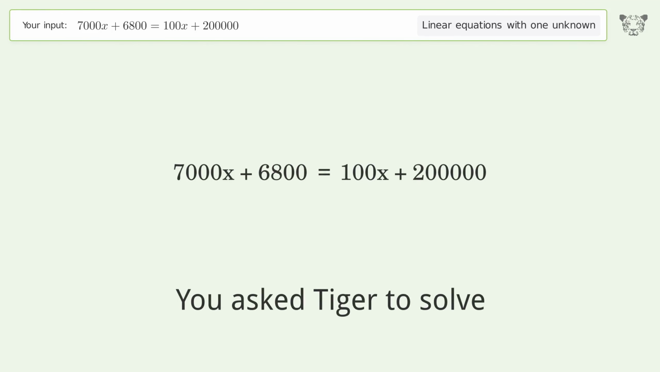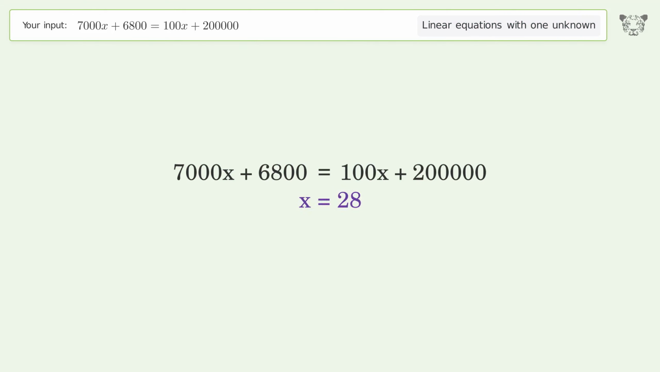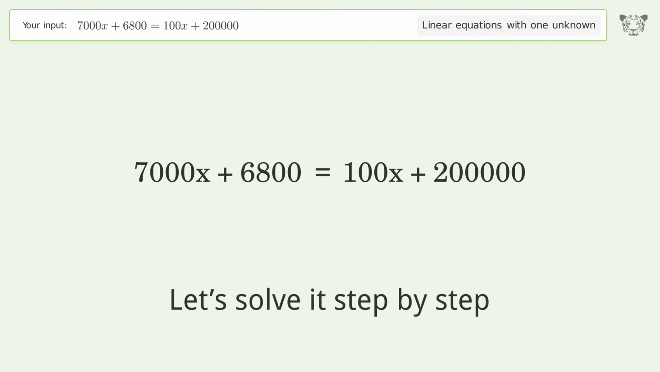You ask Tiger to solve. This deals with linear equations with one unknown. The final result is x equals 28. Let's solve it step by step.